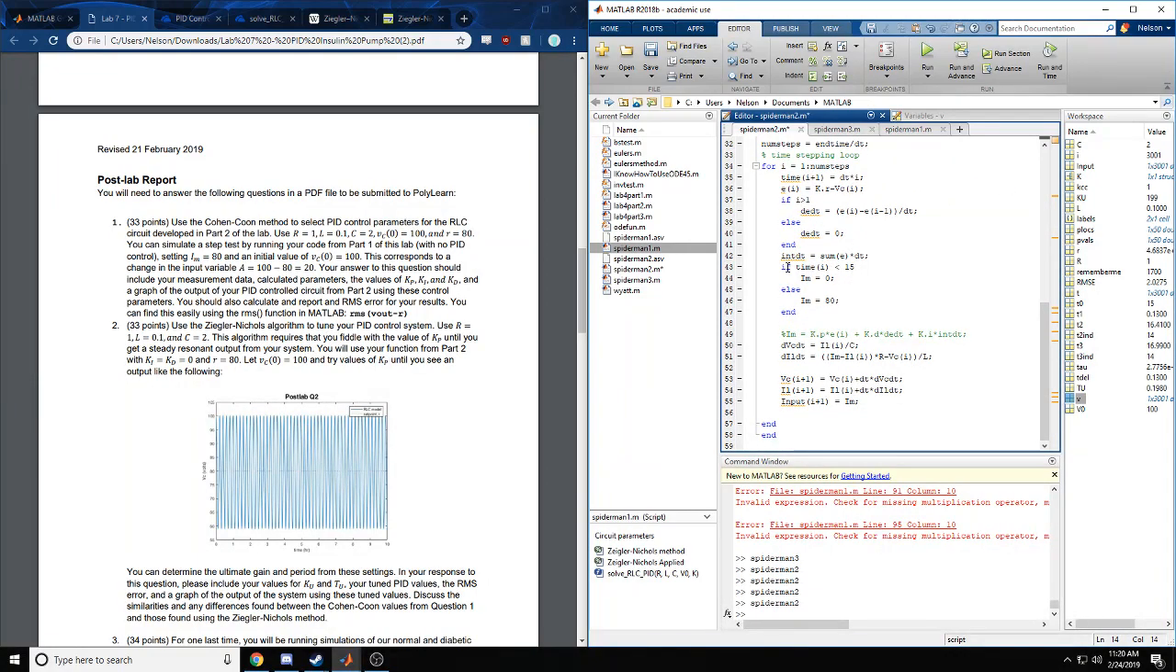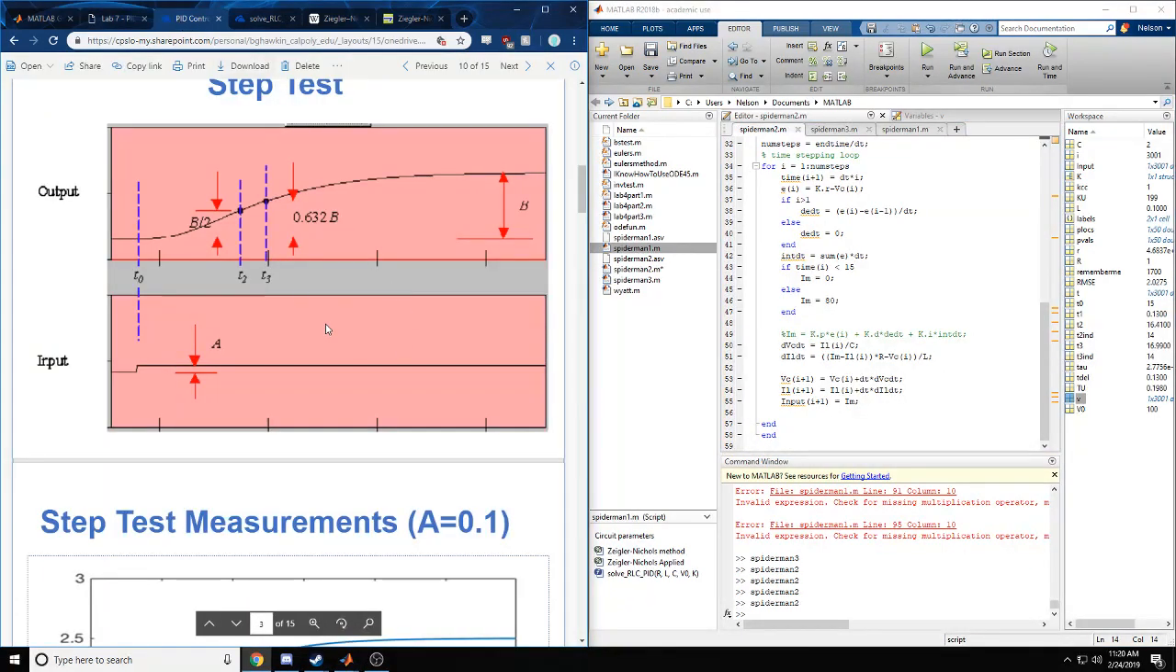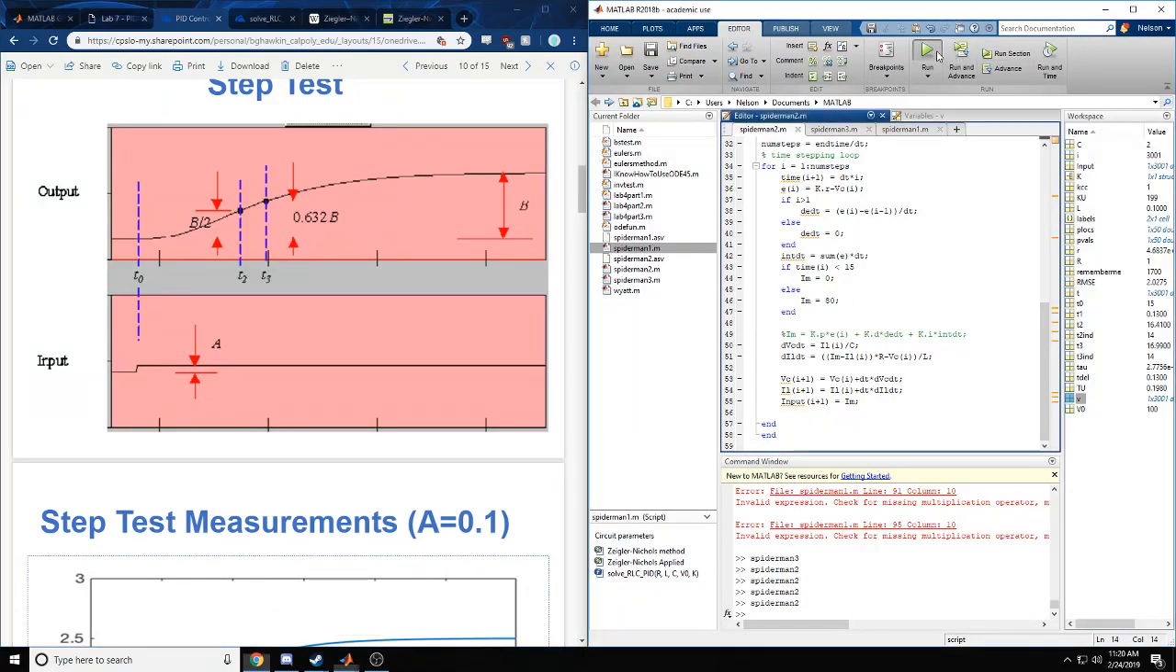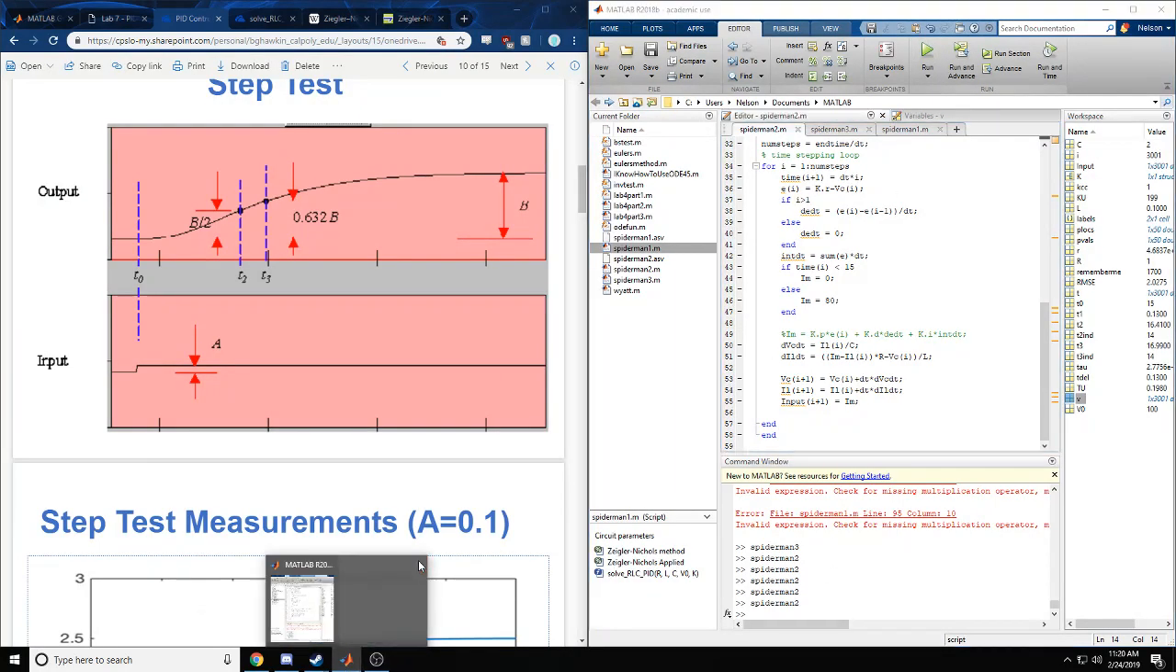Cool. So between 0 and 15 seconds, no input. Then I do a step input here. That would be A. So our A is from 0 to 80, so our difference A is 80. And we'll see how B responds. So I run that. Let's get a fresh figure.